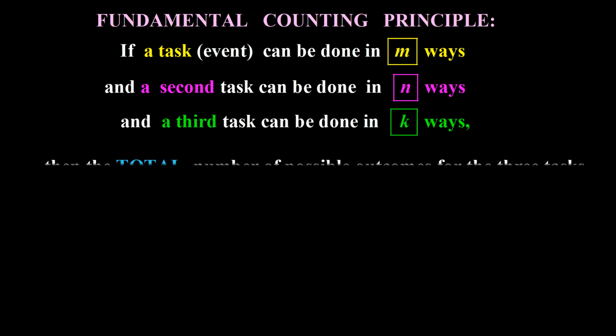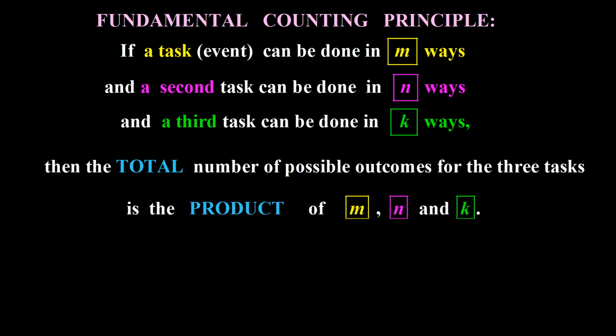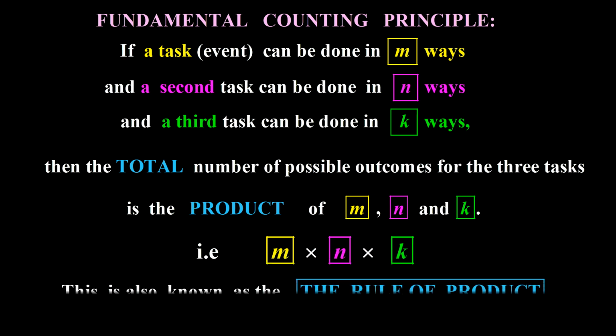Now to find the total number of possible outcomes for these three tasks, we just find the product of the three. So I have to find the product of m, n, and k. That means we have m times n times k. And because we use product, this rule is also sometimes known as the rule of product or the product rule. If there's a fourth one, it will be just times the other one. And that is our fundamental counting principle.